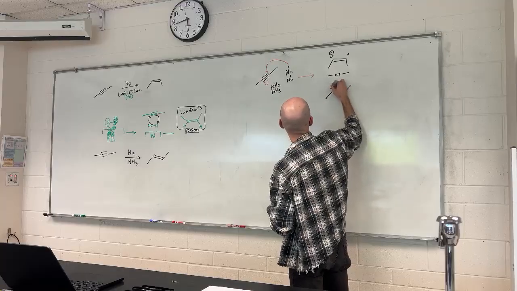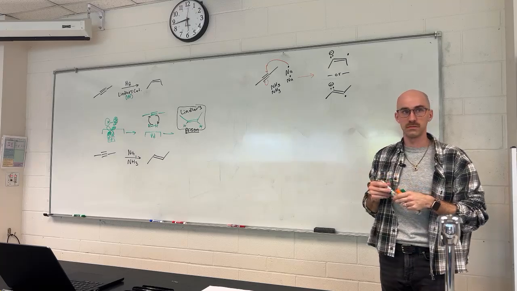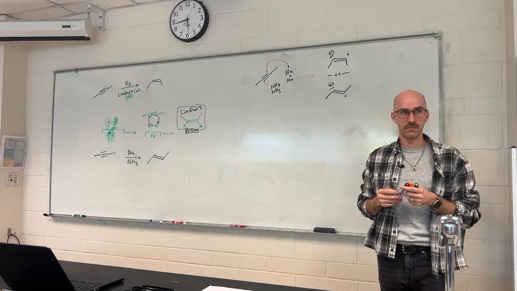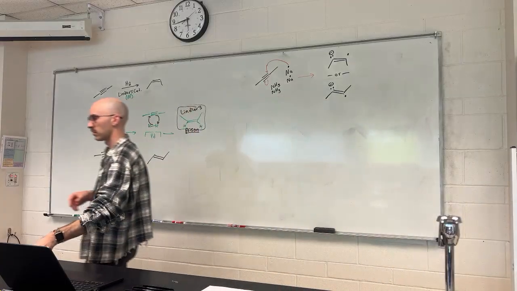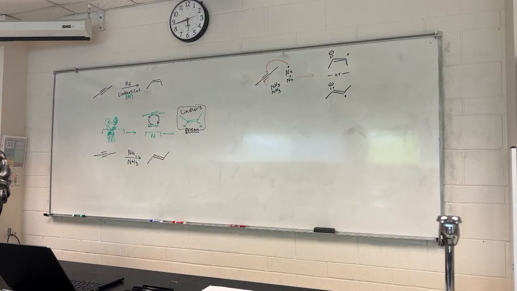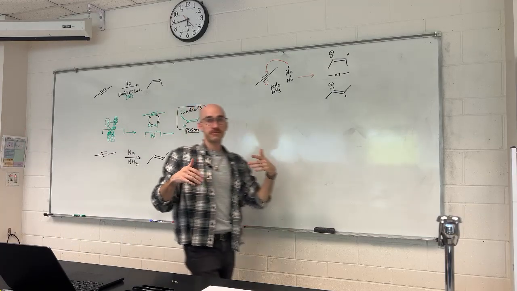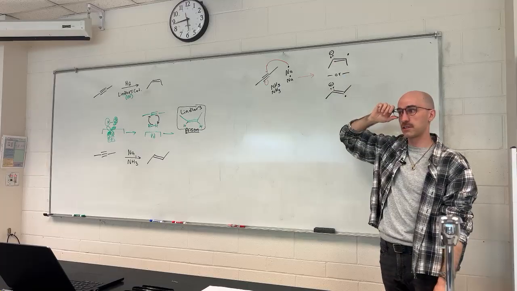Or I form a radical and an anion. With what distinction? Cis versus trans alkene. The way in which my unpaired electrons arrange themselves in space can also dictate the way in which my carbon chain is arranged in space.